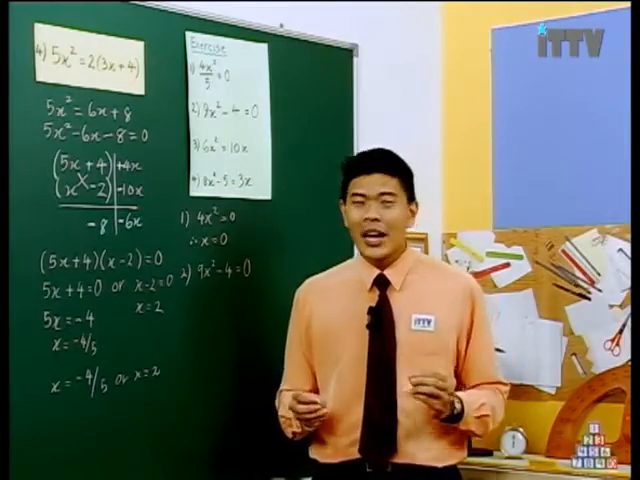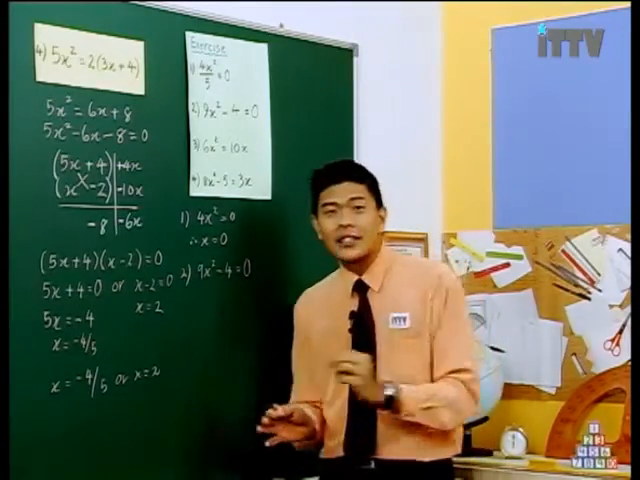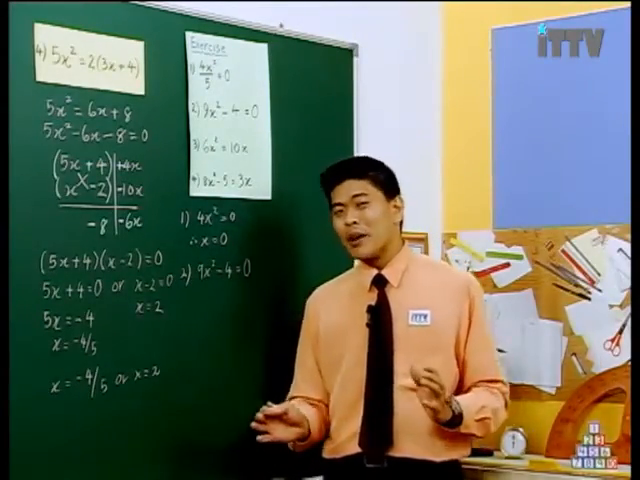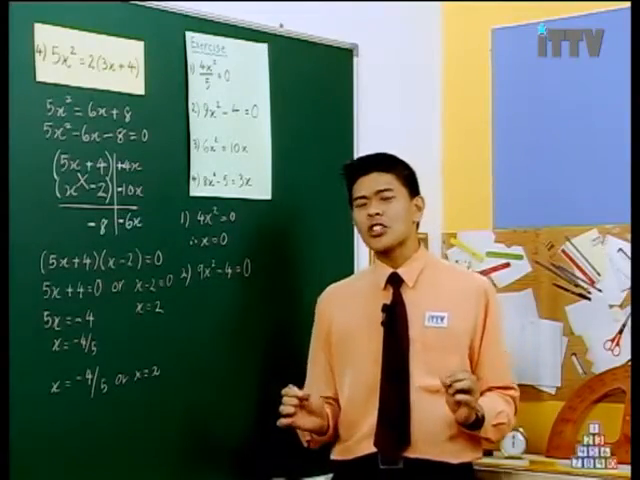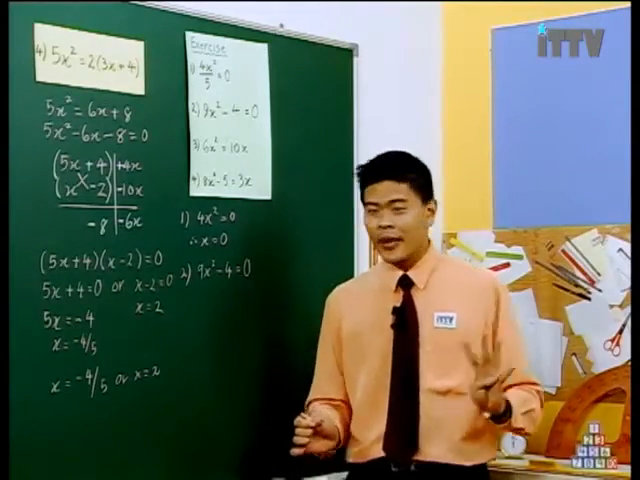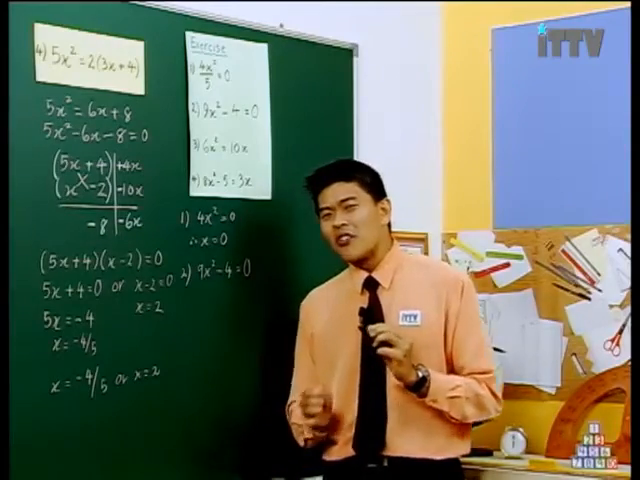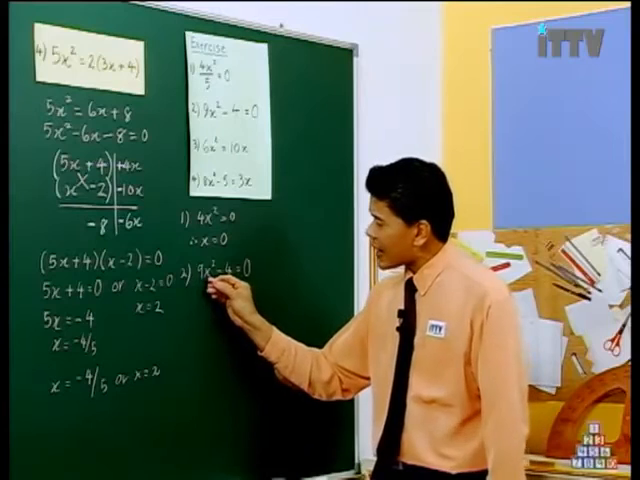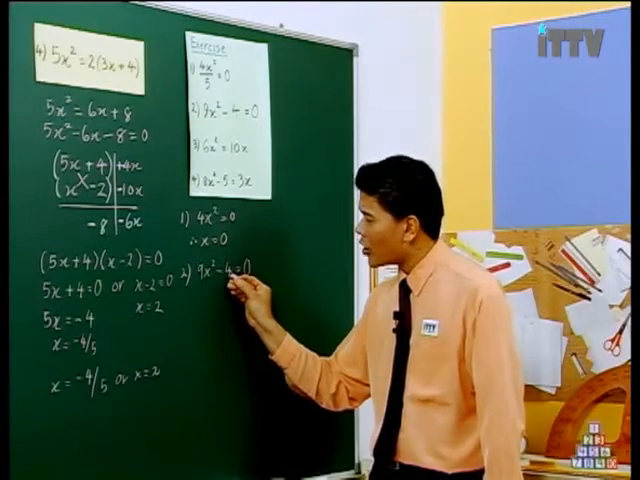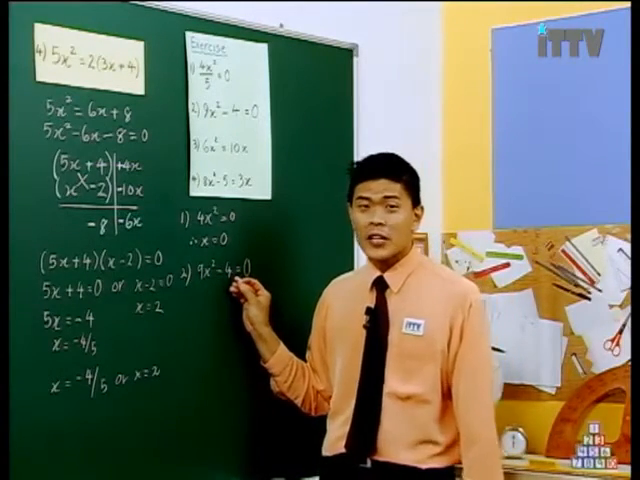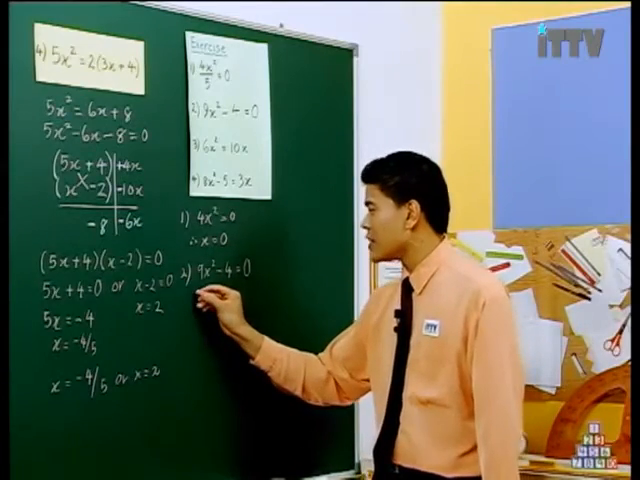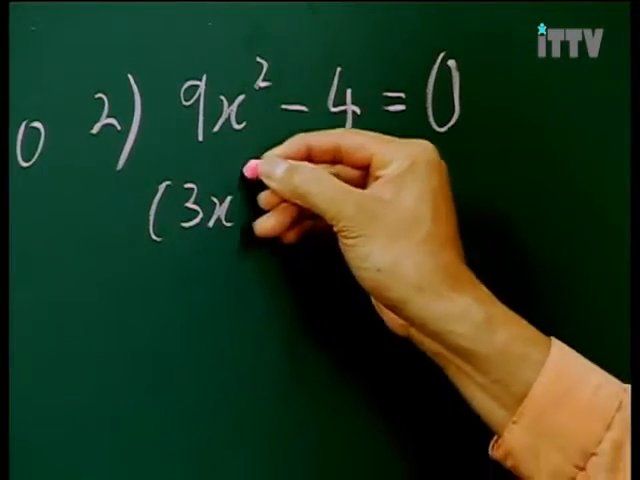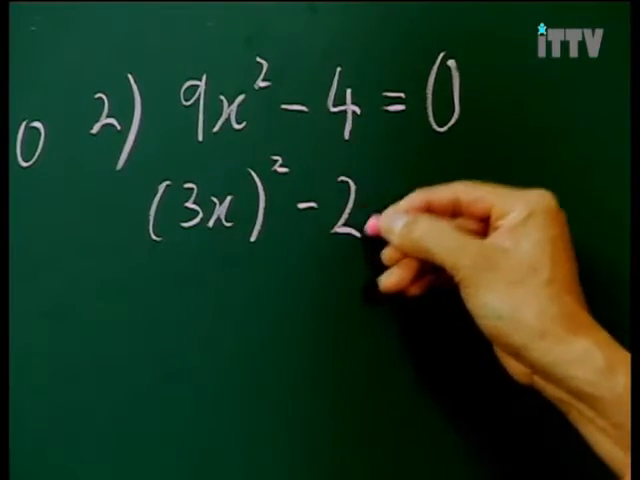So in step 3, how do you factorize? Guys, how do you factorize this? Remember, it is not the cross method, because the cross method is only for case 4. This belongs to one of the earlier methods. If you notice carefully, 9x squared and 4 both are perfect squares. So we can rewrite it as (3x) squared minus 2 squared.